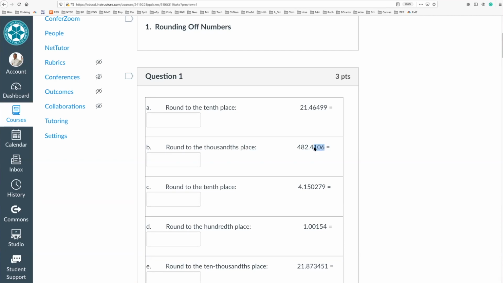So this is a 106, halfway would be 500. Okay, so that's the general rule of thumb when you're rounding off. Don't just look at the next digit over, look at the whole thing and see whether or not it's 500 or above, or 499 and below. Okay, that's what you are looking for.